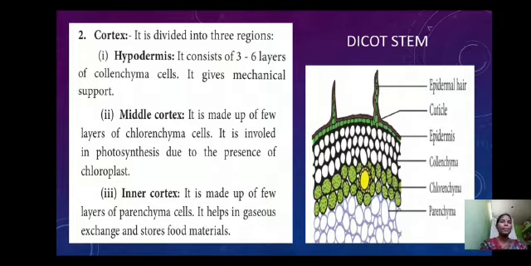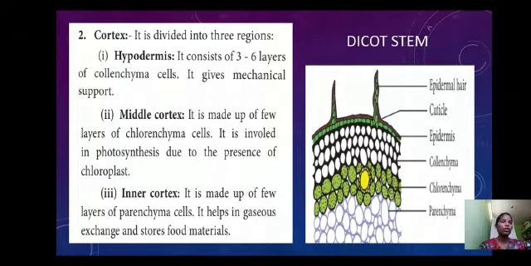Next one is the middle cortex. Middle cortex is made up of chlorenchyma cells. These chlorenchyma cells help in photosynthesis due to the presence of chloroplast. You all know that chloroplast helps in photosynthesis. The next one is inner cortex. Inner cortex is the innermost region of the cortex. It is made up of parenchyma cells and it helps in gaseous exchange and storage of food materials.